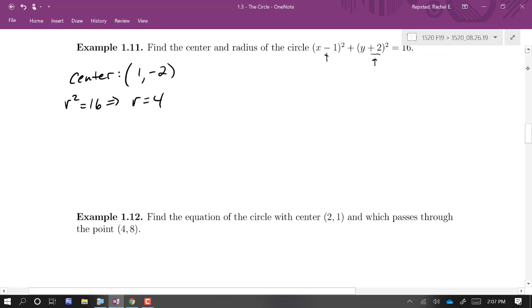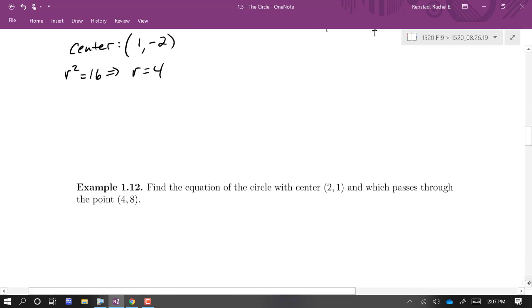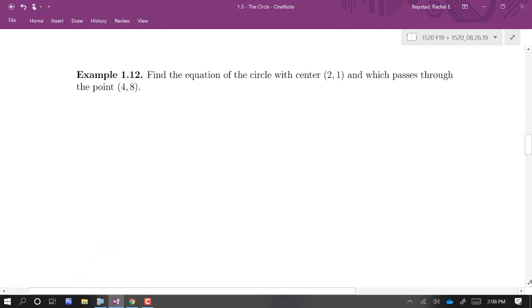So there's one where they gave us the equation, and we kind of got some geometric information about it. This next one is a little bit different. Here they're giving us geometric information, and they want us to find the equation. In this chapter, those are the two varieties of problems we generally do. Either they start out giving us algebraic information and ask for geometric information, or vice versa.